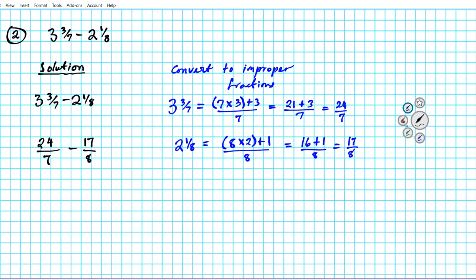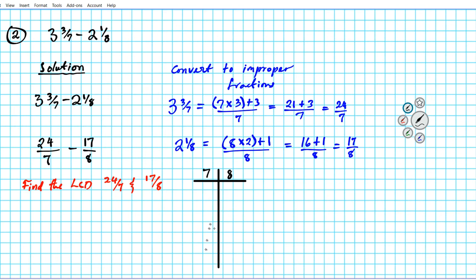So now what we're going to do is we need to find the LCD of these two fractions. Okay, so let's do that. We want to find the LCD of the two fractions, 24 over 7 and 17 over 8. When we find the LCD, we can convert them into equivalent fractions with the LCD as their denominators. Okay, so 7, put the small one first, the bigger one 8.